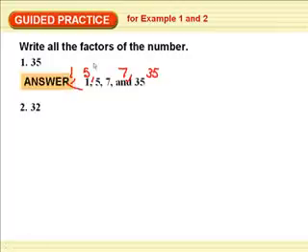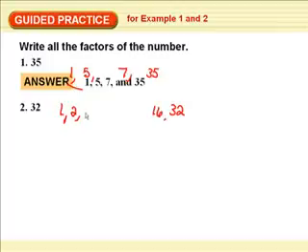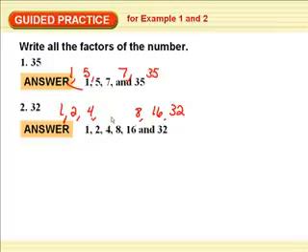Okay, 32, so this one's going to be 1 and 32. Okay, I know 2 can because it's even. Half of 32 is 16. 3, nothing times 3 is 32. 4 times 8 is 32. 5 won't go into 32. 6 won't go into 32. 7, so we're done. 1, 2, 4, 8, 16, and 32.